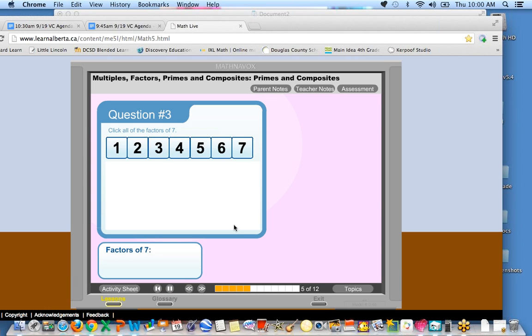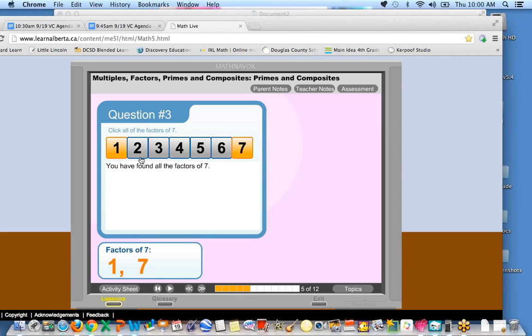As you know, the factors of 7 will be between 1 and 7. Click all the factors of 7. All right, so now remember what a factor is. A factor is a number that you can multiply together in order to end up with the answer of 7. So I could obviously start with my easy 1 times 7.